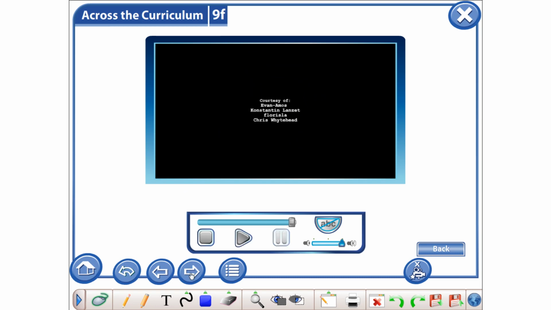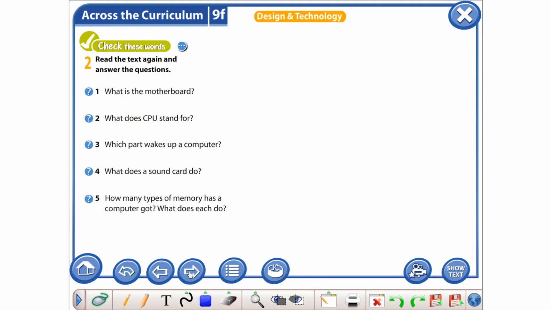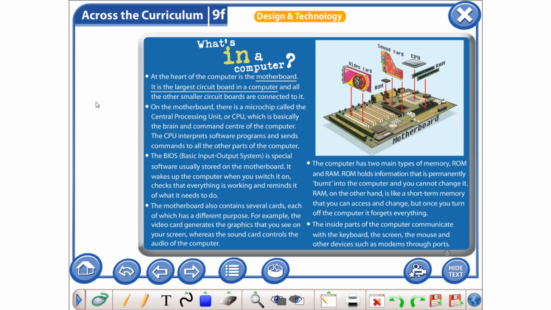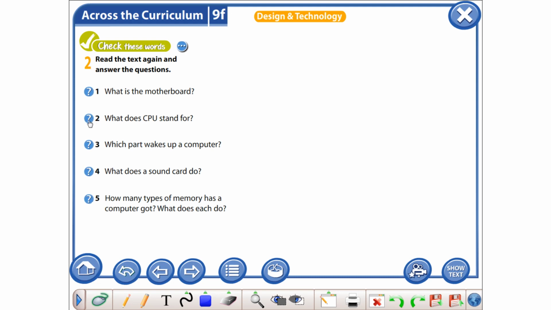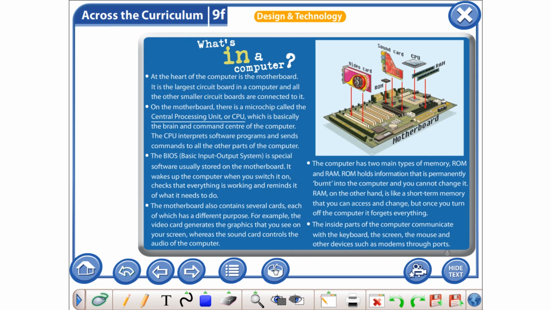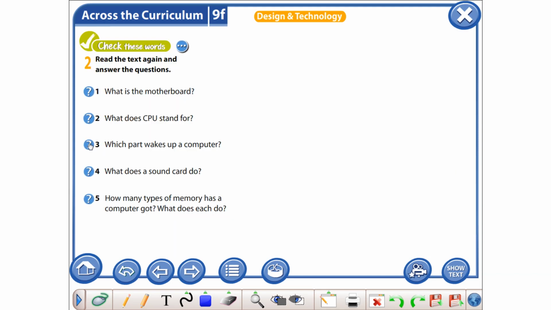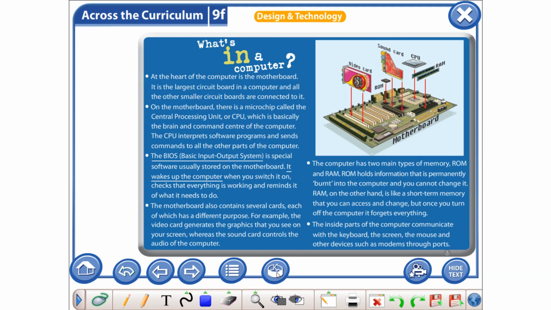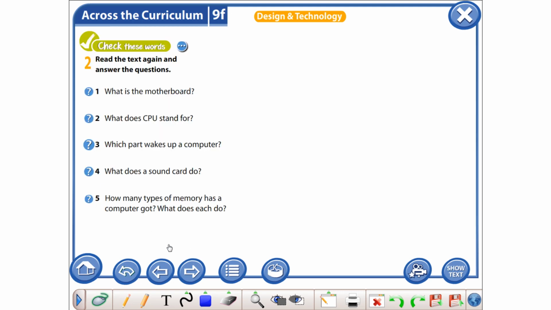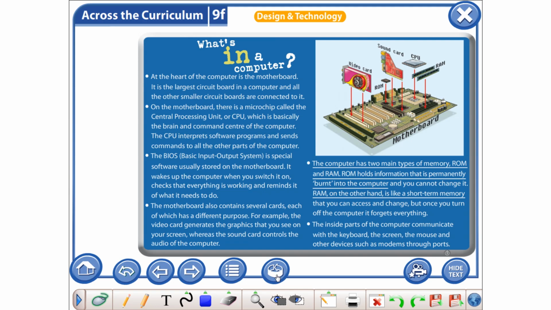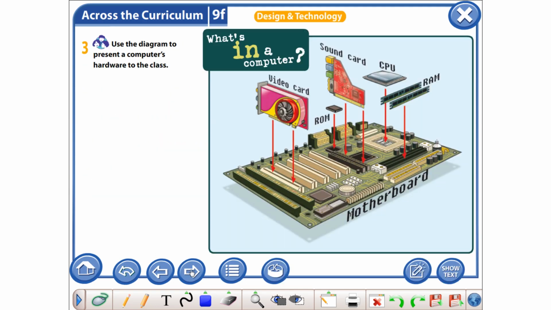Okay, let's continue. Read the text again and answer the question. Read the text again, if necessary, and answer the questions. What is the motherboard? The first question and answer. The second question and answer. The third question and answer. The fourth and the fifth. Let's continue.